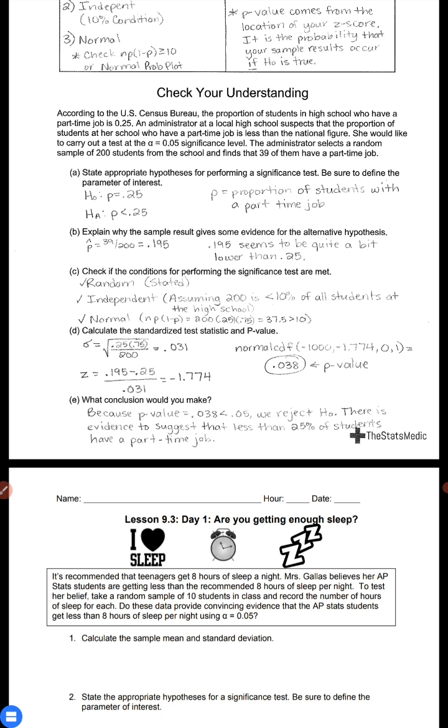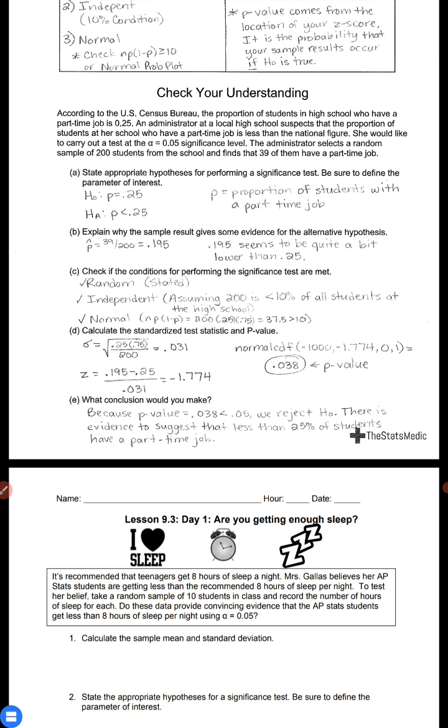Well, the null hypothesis is a statement of no change, or in other words, there's nothing to see here. And this school matches the population percentage of 25%. So our null hypothesis is p equals 0.25. But what does this administrator think might be true? She thinks p might be less than 0.25. That's our alternative hypothesis because she doesn't yet have any evidence to back that up.